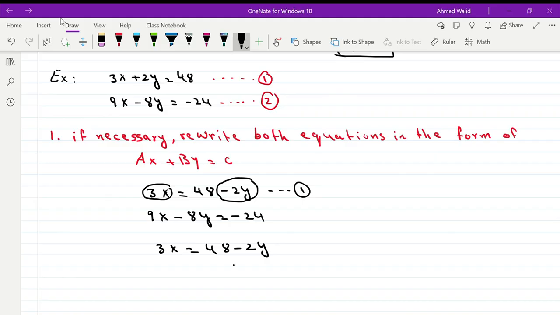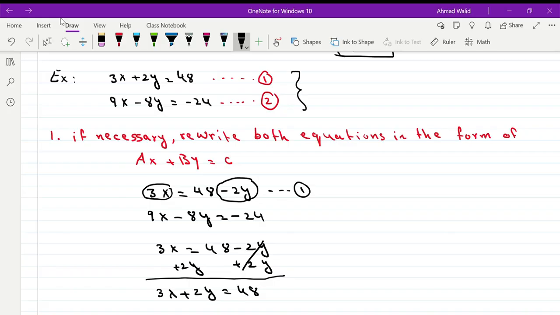What you do is add 2y to both sides to bring both variables to one side. You see, it becomes 3x plus 2y equals 48. That's the meaning of step 1, correct? But of course, in the example that I put for you at the top, you don't need to do that because the variables are already on one side. I just made something here for you. If the equation is not given in the form of ax plus by equals c, if it's necessary, first rewrite your equations in the form of ax plus by equals c.